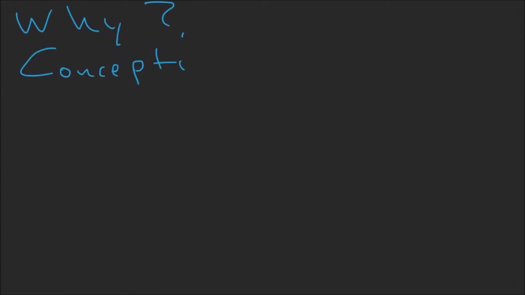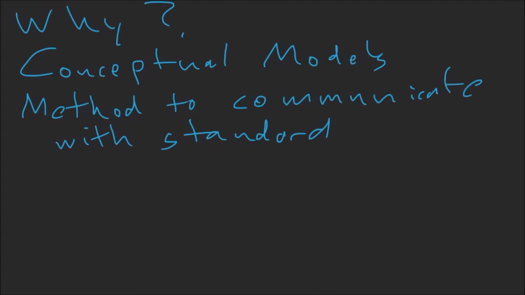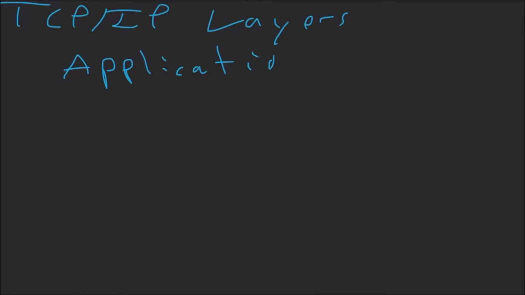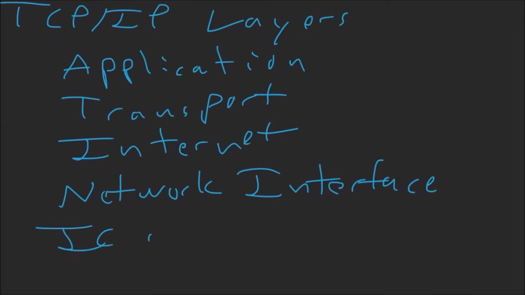So why do we have this? The biggest reason is a conceptual model. It helps them talk about the different components. It's a method to communicate with other groups, especially since some groups work on the infrastructure, some work on the application. The biggest thing it does for you is that for each layer, you only have to talk about the layer above and the layer below it. The TCP IP layers are application, transport, internet, and the network interface.